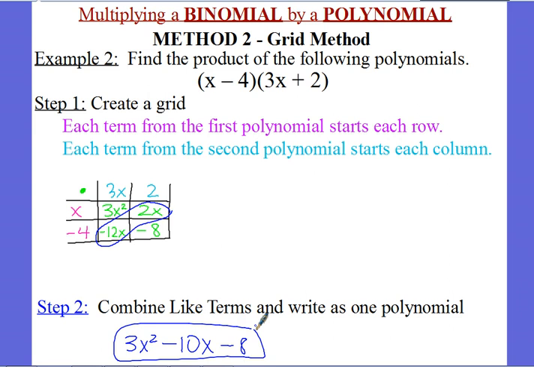So like I said, it doesn't matter to me if you use grid or distribution. Just pick one method, stick with it, and then I'll give you feedback as you go.